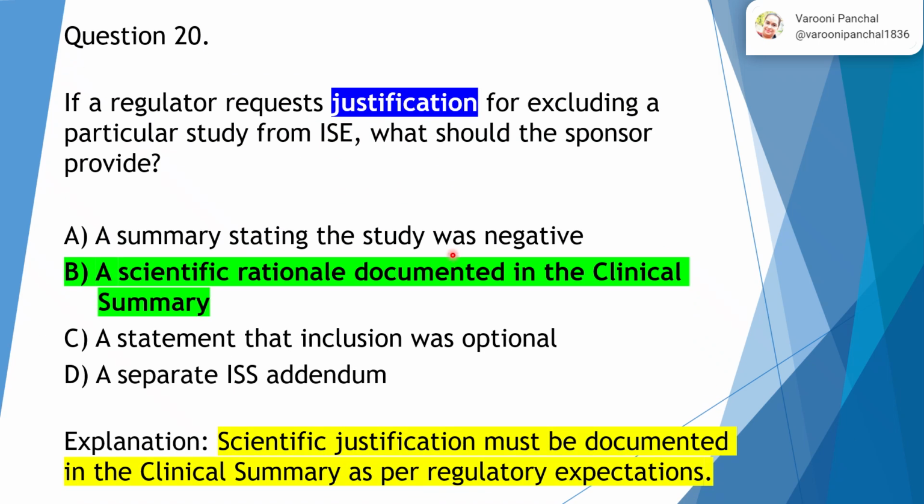Question 20. If a regulator requests justification for excluding a particular study from ISE, what should the sponsor provide? Option A says a summary stating the study was negative. No. A statement that inclusion was optional. No. A separate ISS addendum. No. So the correct answer is a scientific rationale documented in the clinical summary. You need to provide a specific rationale, the scientific approach. The scientific justification must be documented in the clinical summary as per the regulatory expectations.